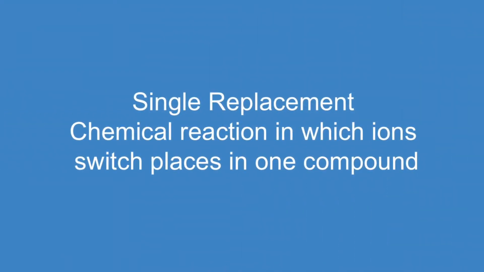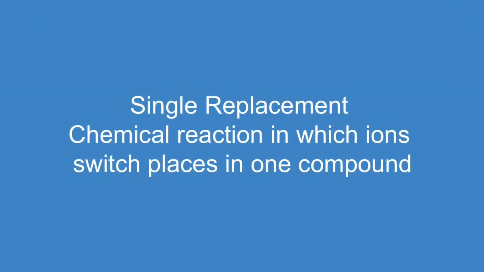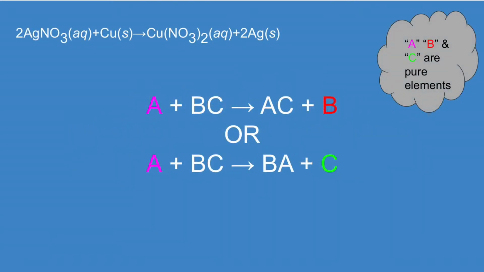A single replacement reaction occurs when one element replaces another in a single compound. A single replacement reaction has the general equation A plus BC yields AC plus B, or A plus BC yields BA plus C. In the equation A plus BC yields AC plus B, A represents a pure element and BC represents the original compound. During the reaction, A replaces B, forming the product compound AC and releasing the pure element B, and this is the same for A plus BC yields BA plus C.